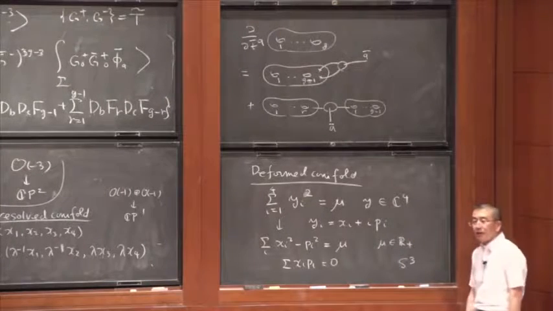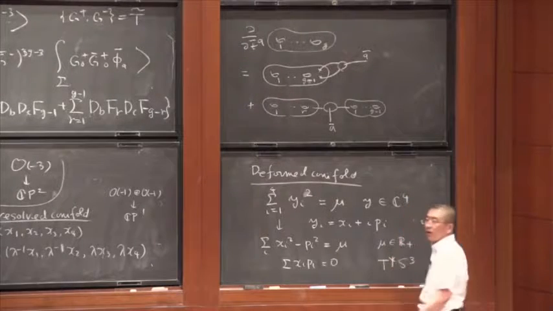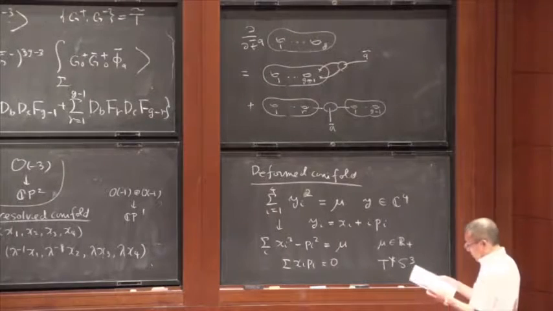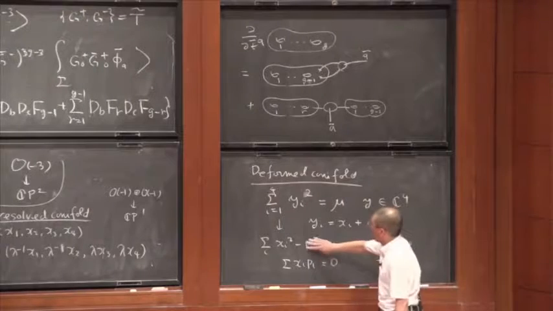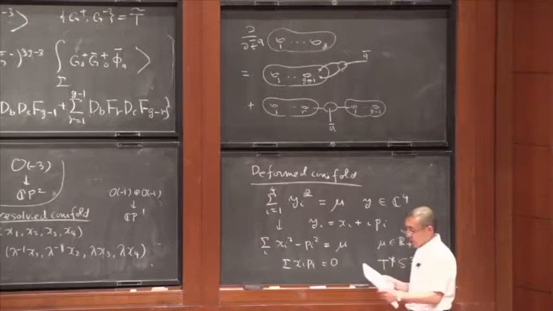And it turns out that if you add the p direction, it is just the total space of the cotangent bundle over S3, which is also an example of a Calabi-Yau space. So you can think of the p equals 0 locus as the base S3 of this cotangent space.